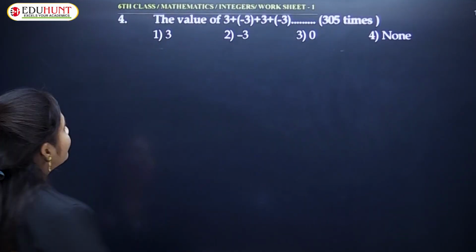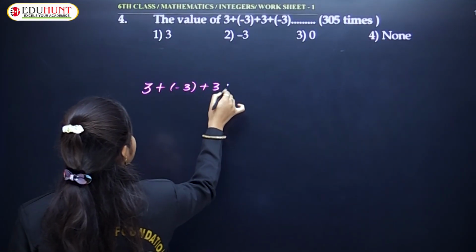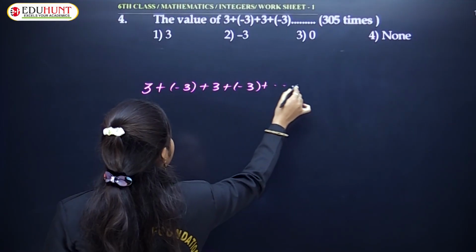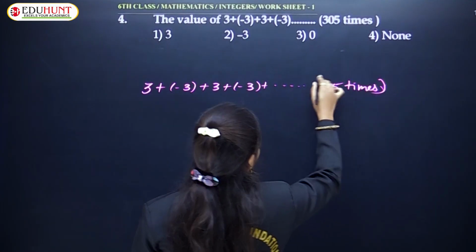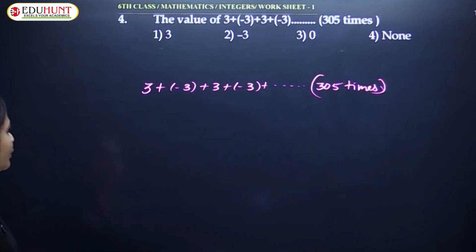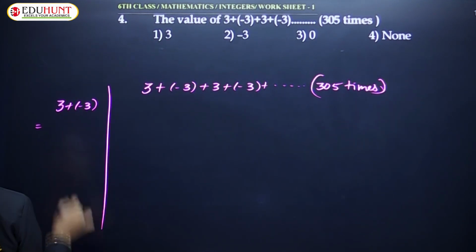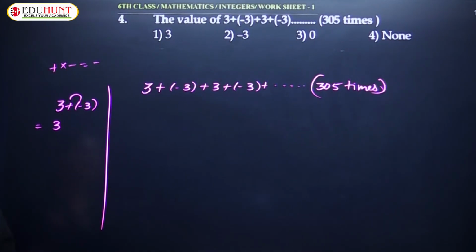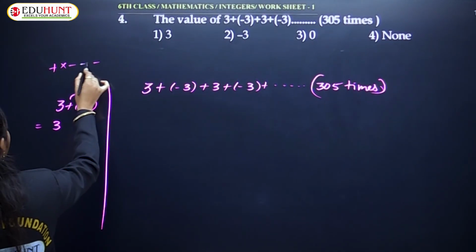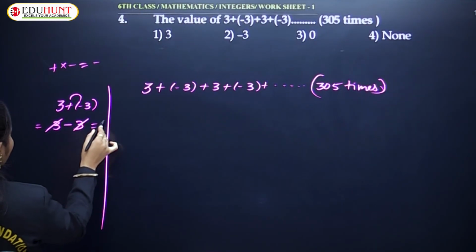The value of 3 plus of minus 3 plus 3 plus of minus 3 plus and so on up to 305 times. I'll tell you one example. Say 3 plus of minus 3, which equals 3 plus into minus. Plus into minus is minus. Brackets mean multiplication only. So plus into minus is minus. 3 minus 3 is 0.